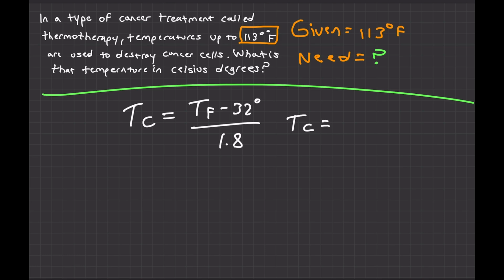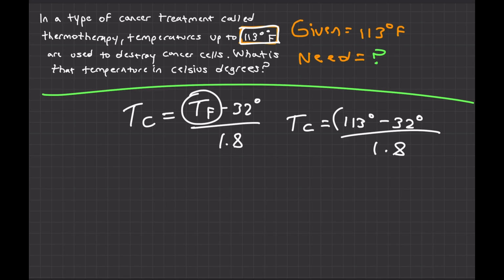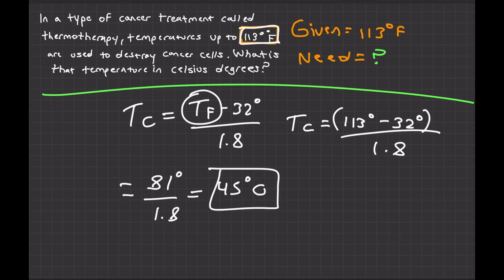So we already have the degrees in Fahrenheit that was given to us, right? So we'll put 113 minus 32 divided by 1.8, right? And then if we subtract 113 minus 32, what do we get? We will get 81 degrees over 1.8. And if we divide that, we will get 45 degrees Celsius. So it asks, what is the temperature in degrees Celsius? We got 45 degrees Celsius, okay?